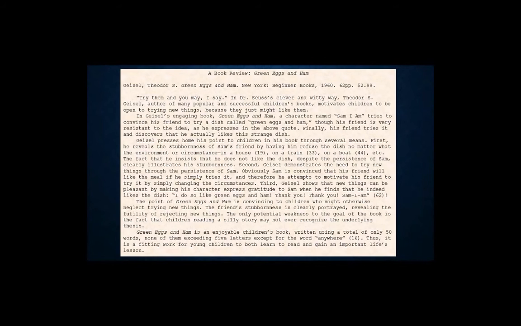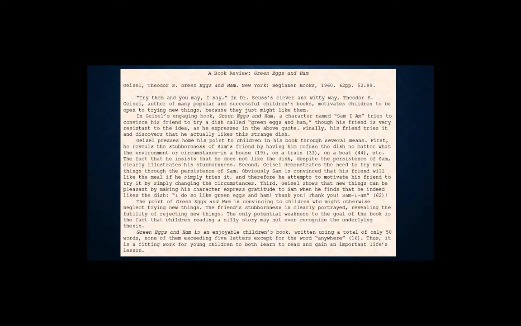Geisel presses home his point to children in his book through several means. First, he reveals the stubbornness of Sam's friend by having him refuse the dish no matter what the environment or circumstances. In a house, and by the way, here is the appropriate way to include page numbers. You like that cool laser pointer? In parentheses, before the punctuation, either comma or period, if you have a quote, like here, the quote goes before the citation and then the ending punctuation after. Okay, we see a lot of mistakes on that. Anyway, in a house, page 19, on a train, 33, on a boat, 44, etc.